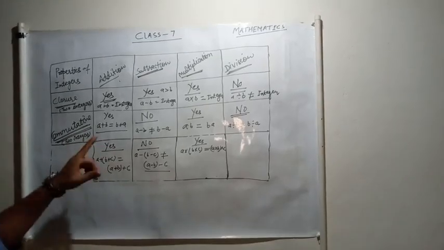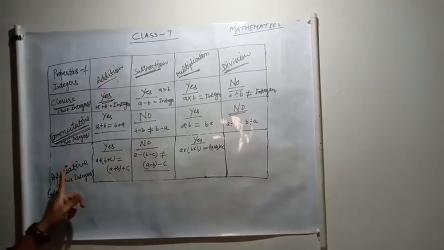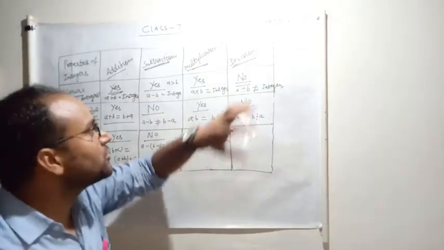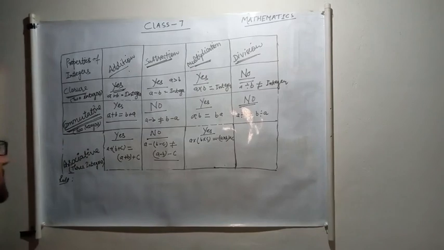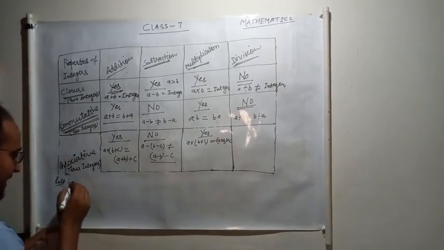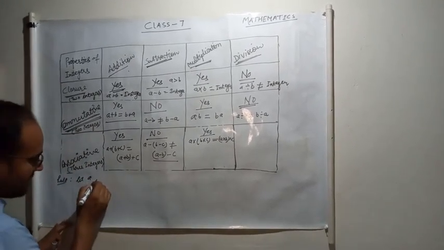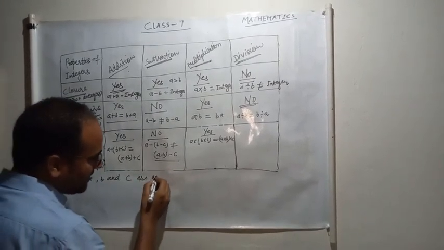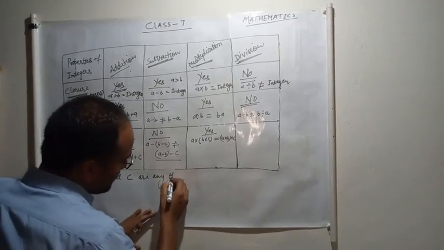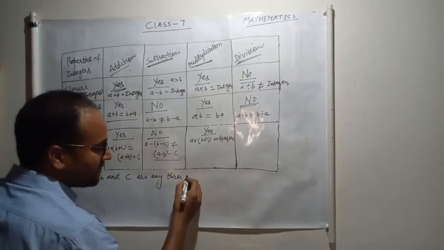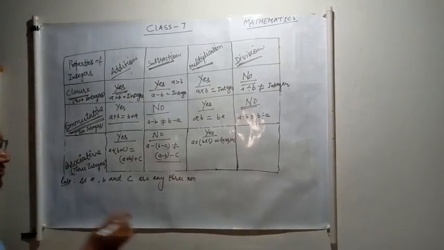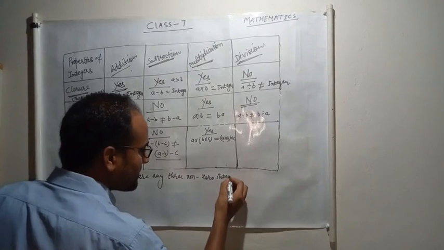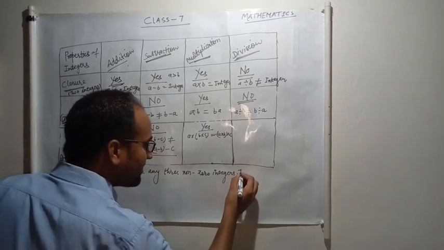So students, we have checked addition, subtraction and multiplication for the associative property. So next one is division. I am going to discuss division for the associative property. It is very easy. Let A, B and C be any three non-zero integers. Non-zero means that the value is not 0.